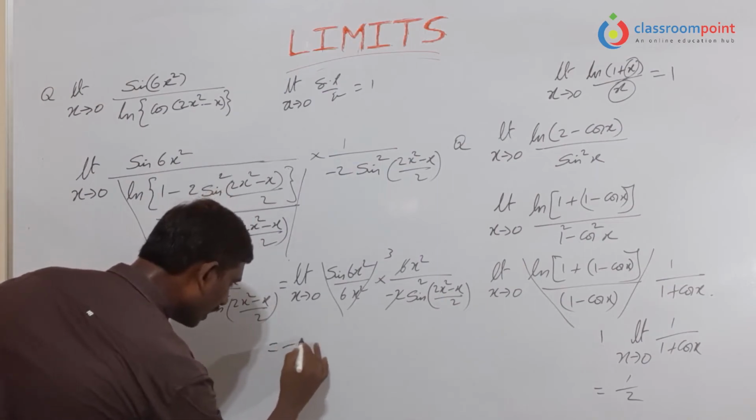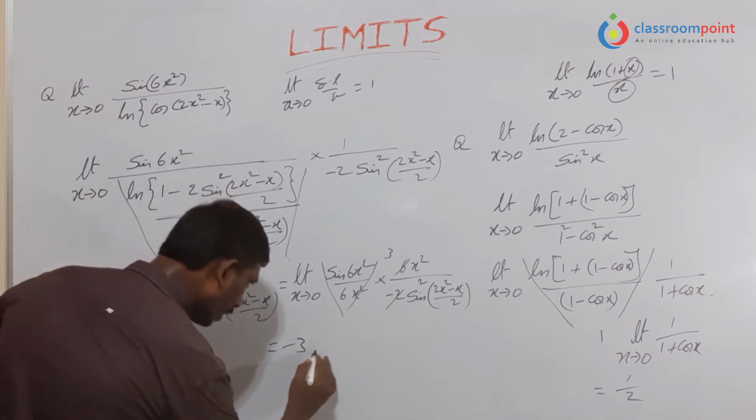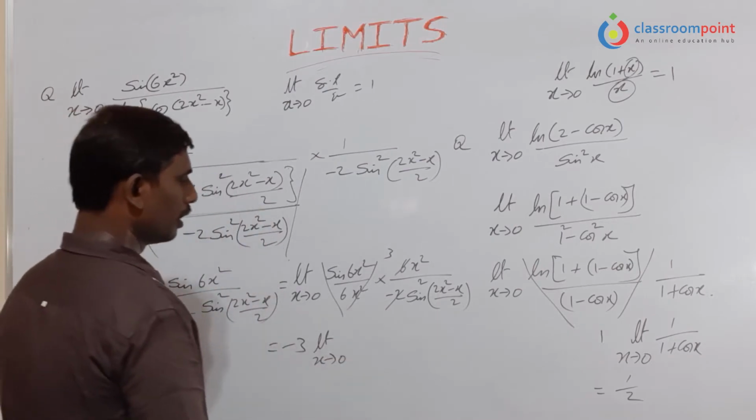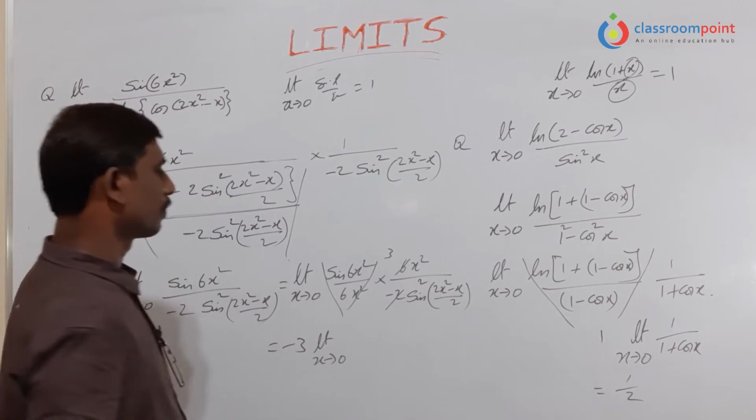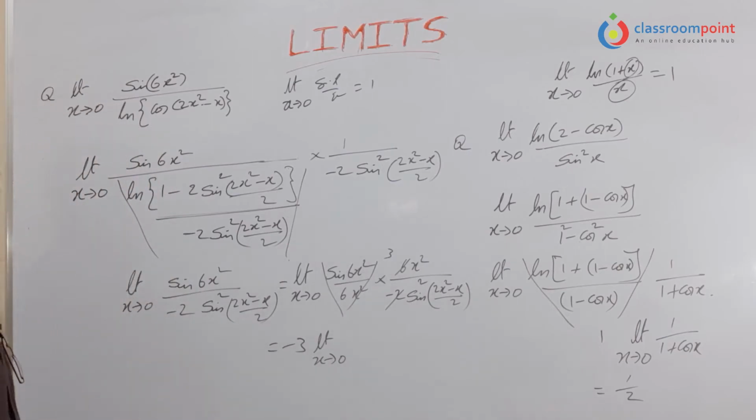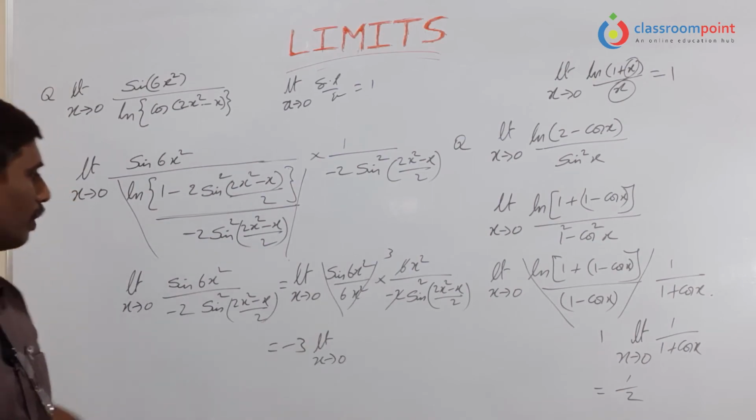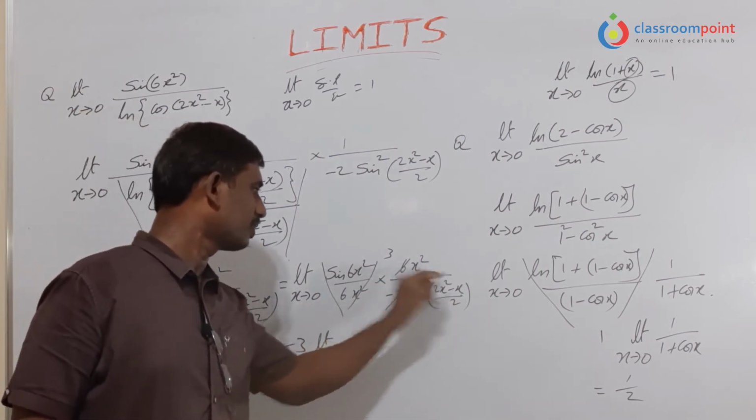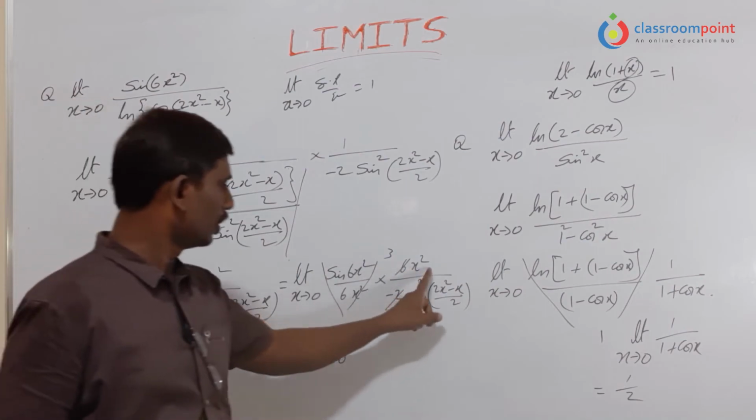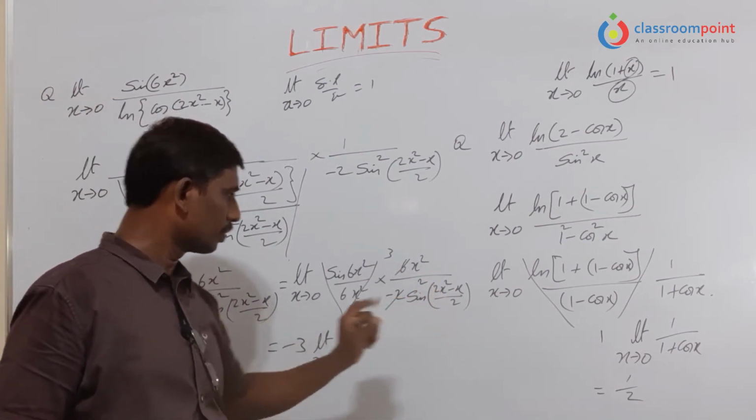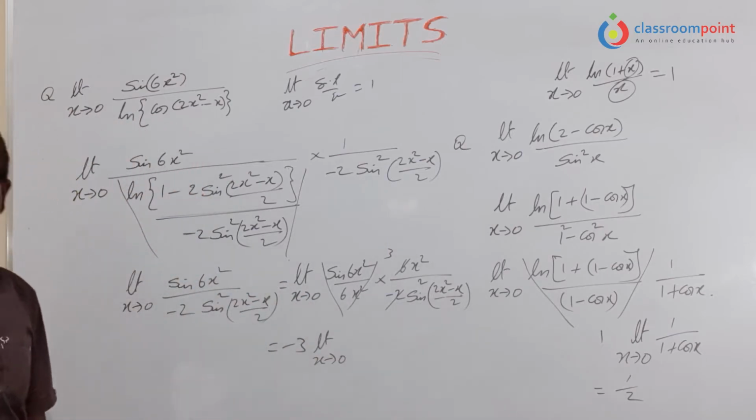So minus 3 keep outside, limit x tends to 0. Then what do we do here? Sine square of something we have. Then what to do? x square. Okay, we'll do one thing. In the place of x, apply 0. What do we get? 0. This is 0. 0 by 0 form. 0 by 0 form means it is an indeterminate form.